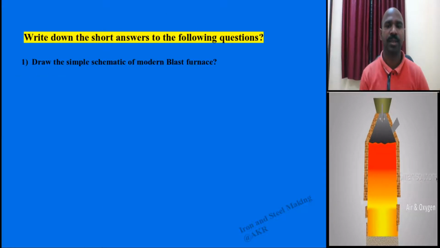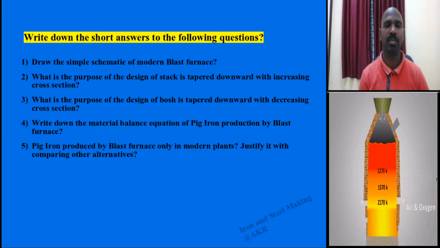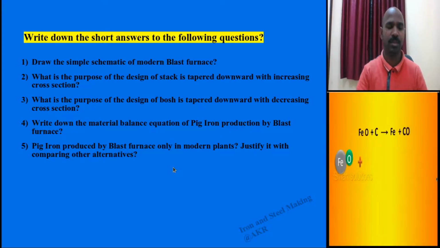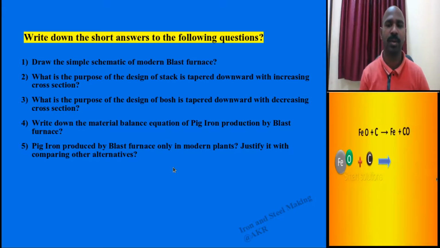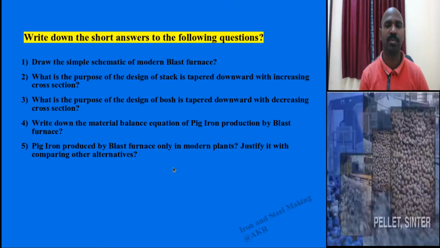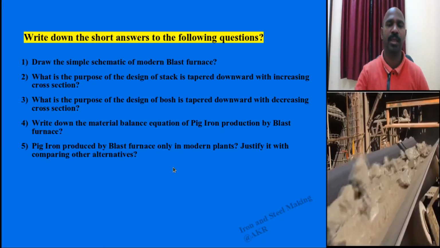The conclusion of this lecture, with a few questions. Draw a simple schematic of the blast furnace, showing how the blast furnace skeleton diagram can be drawn. What is the purpose of the design of the stack tapered downward with increasing cross section? As I explained in this lecture, give the answer to that. And similarly, what is the purpose of the design of the Bosch tapered downward with decreasing cross section? And write down the material balance equation of pig iron production by the blast furnace.